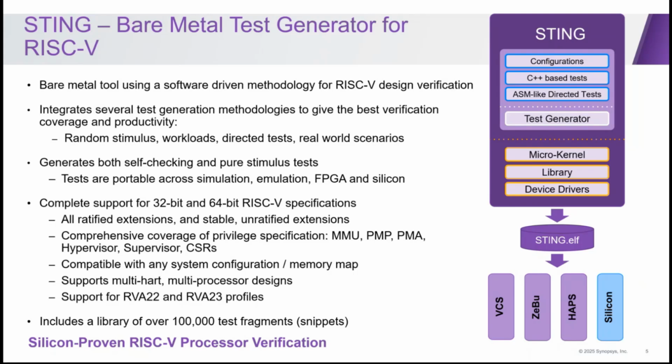It's a self-checking program, a test. So you run it, you will know it's pass or fail, although it's random. It supports all the extensions now in the RISC-V. So it has more than 100,000 tests. Many users, actually RISC-V users, are using Sting now.